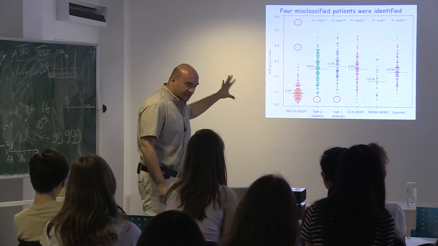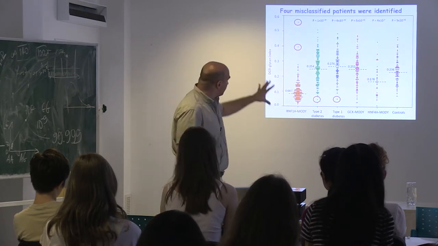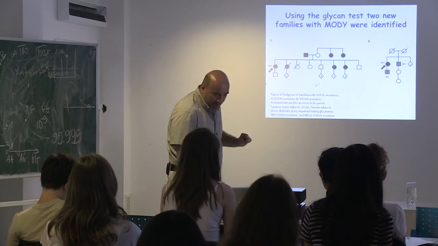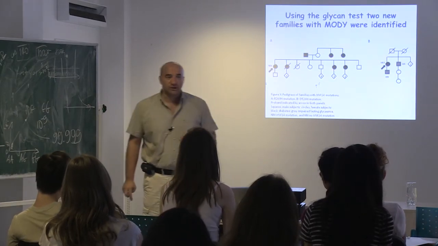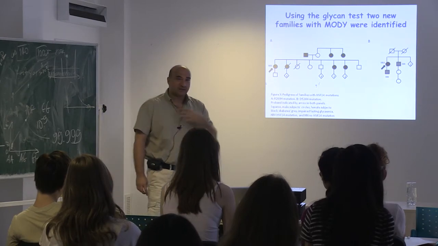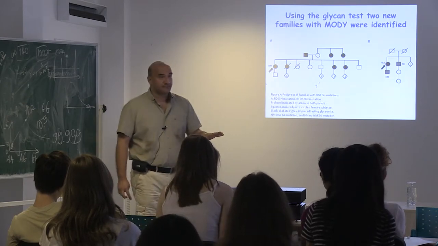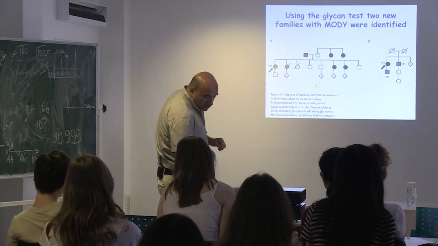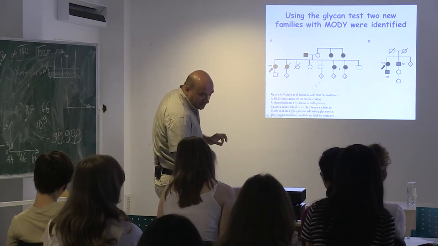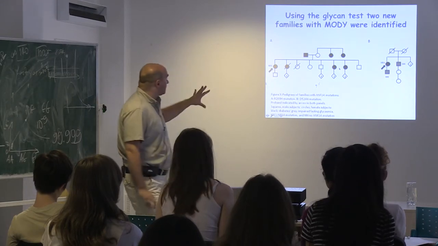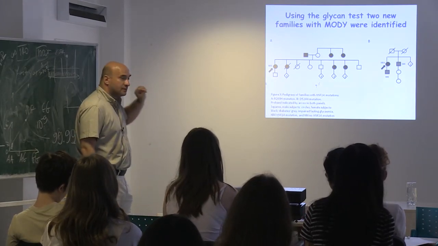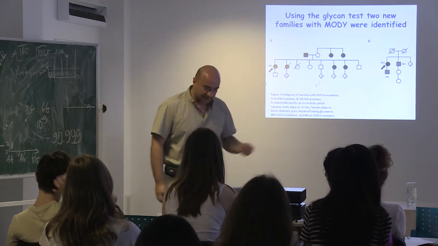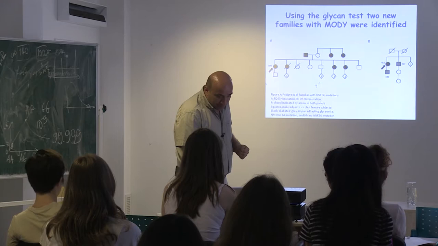So even with this first initial study, we were able to identify four patients who were misdiagnosed, and if you remember, MODY is a dominant mutation. So if you have it, 50% of your children will have it. Also, 50% of your siblings will have it. So then we were able to identify families, and actually, as a result of this study, four people were taken off insulin, put on sulfonylurea, and they are very happy because of that.